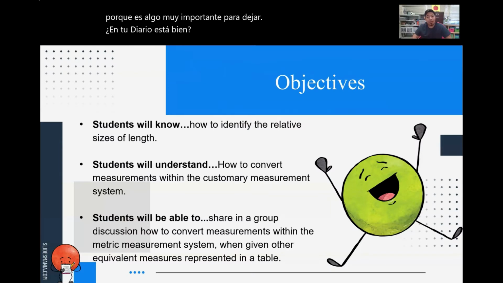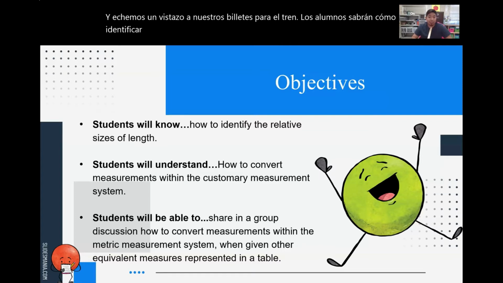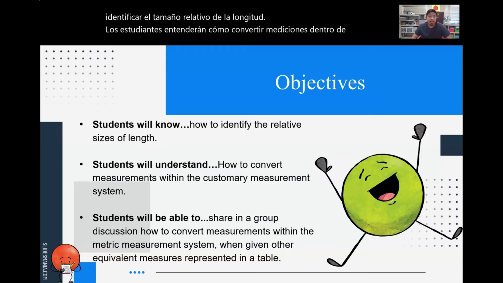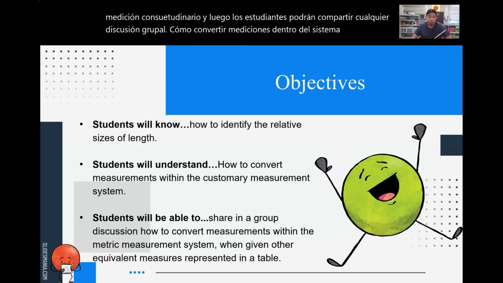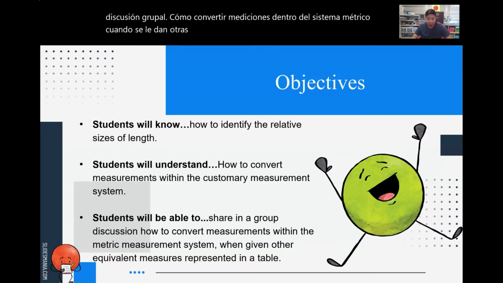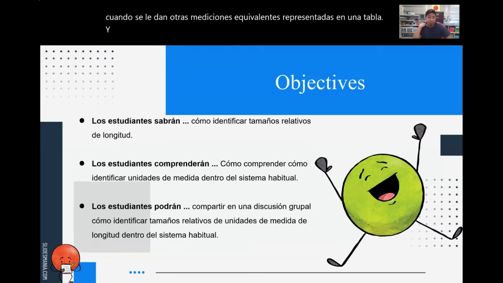And let's look at our TEKS for today. Students will know how to identify the relative size of length. Students will understand how to convert measurements within the customary measurement system. And then students will be able to share in a group discussion how to convert measurements within the metric system when given other equivalent measurements represented in a table, okay? And then here it is in Spanish, just in case you need it.